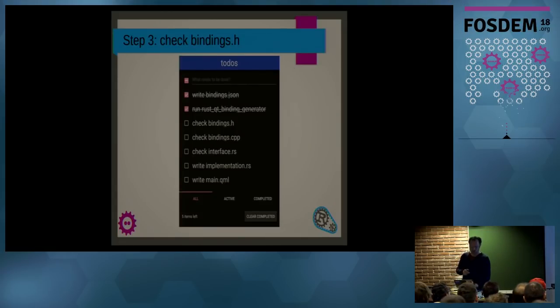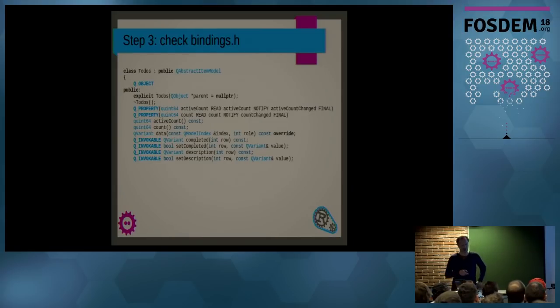Okay, now we're going to look inside the three generated files, and they're going to look a bit complicated, but you don't have to do that. It's just to show you a bit of what goes on underneath. So this is a bit of C++. It's the class todos, and it implements abstract item model. It has a constructor, a destructor, it declares some properties, and it declares also some functions for setting and getting the values. So this is fairly simple.